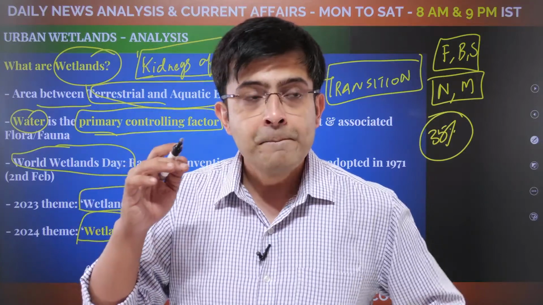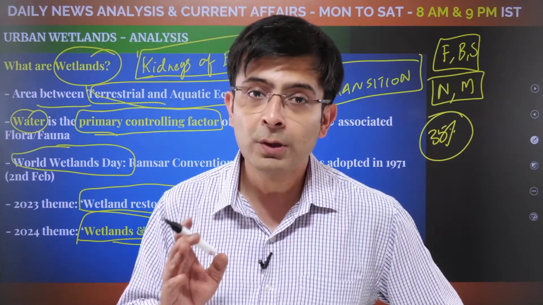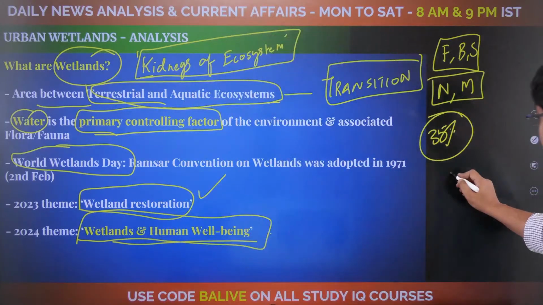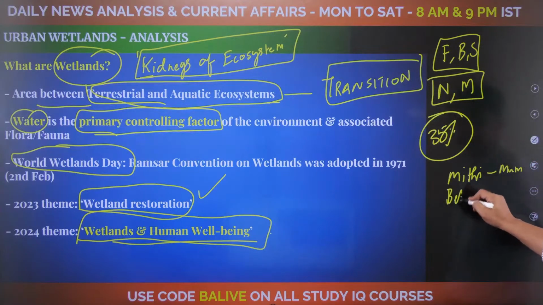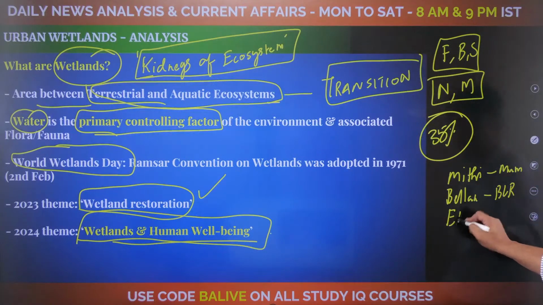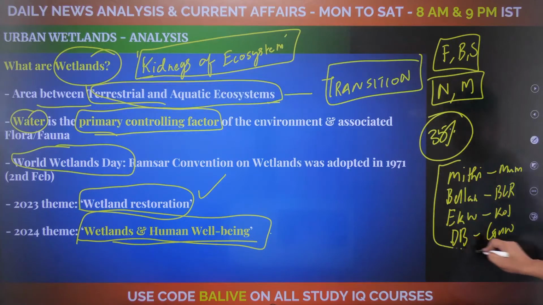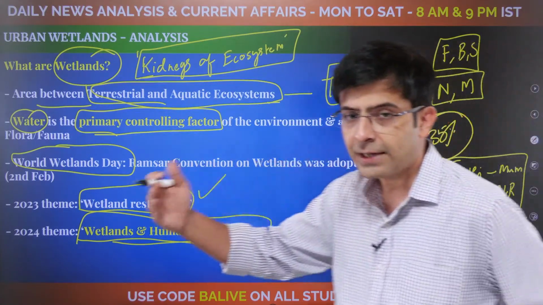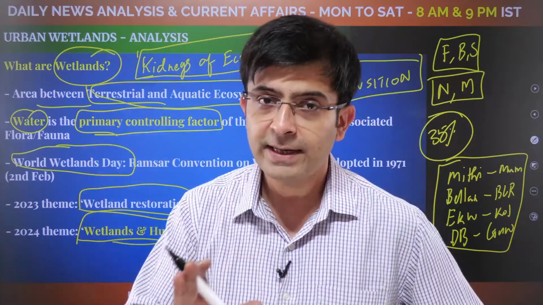Mumbai has the Mithi River. Bangalore had Belandur Lake. We'll discuss all these names, but understand for a moment. The Mithi River in Mumbai, the Belandur Lake in Bengaluru, the East Kolkata Wetlands in Kolkata, the Deepor Beel in Guwahati. These are the major sites. I'm just telling you the anthropogenic interaction. The names are mentioned in the slide, so don't worry.